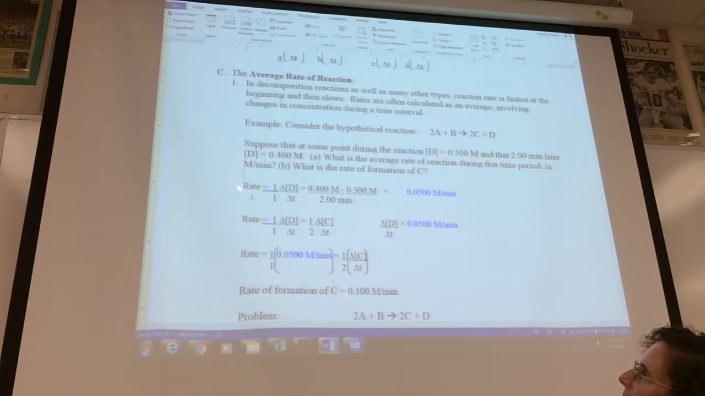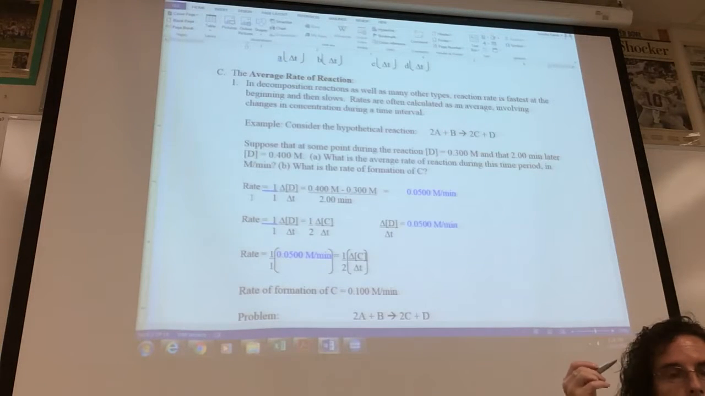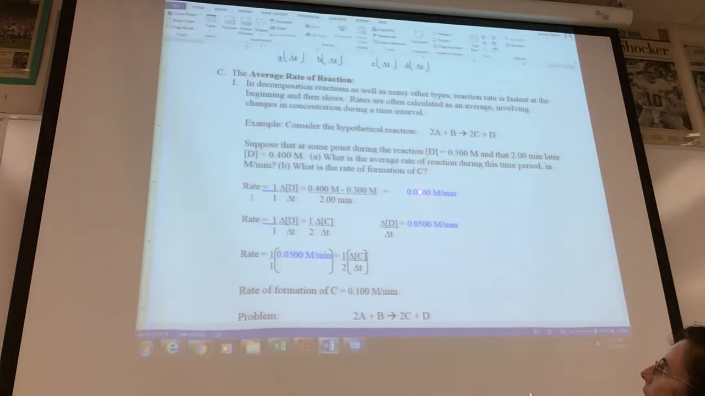Right here, rate equation. Now I'm going to find the change in concentration of D. I started at 0.4, I had 0.3, I subtract the two and I get 0.1. 0.1 over 2. Now make sure you can do this in your head. 1 over 2 is 0.5, so 0.1 over 2, move the decimal one to the left, is 0.0500 molar per minute. Average rate of reaction.